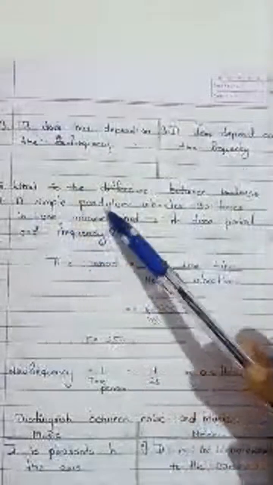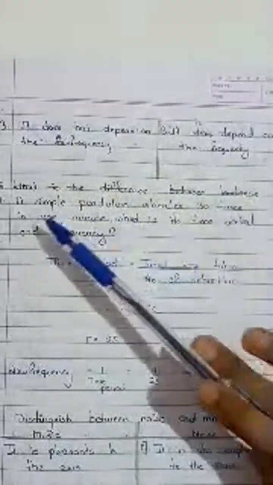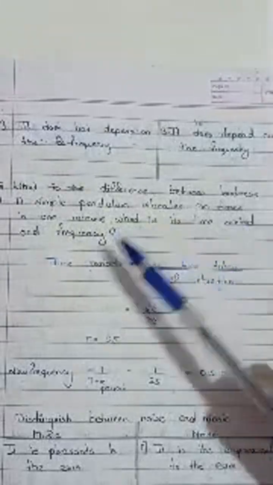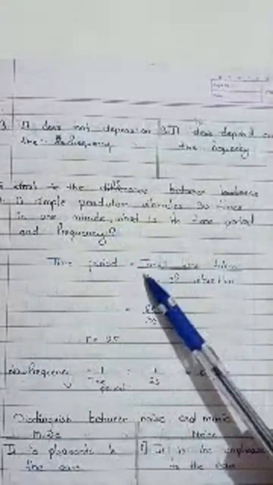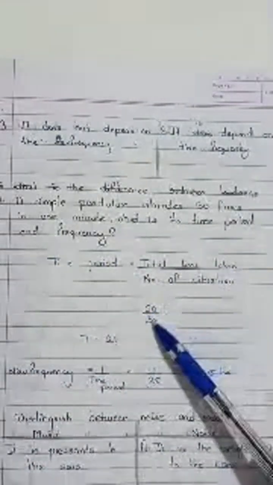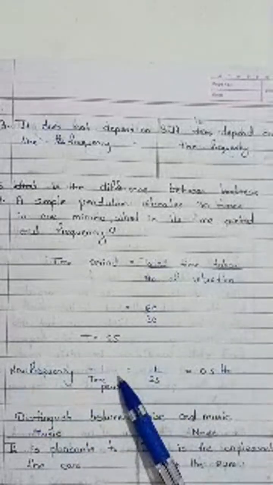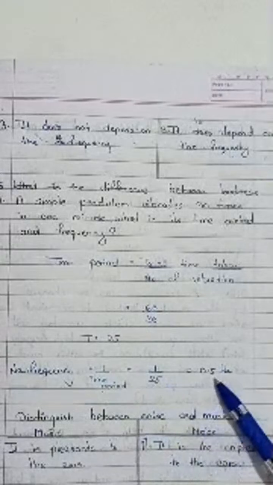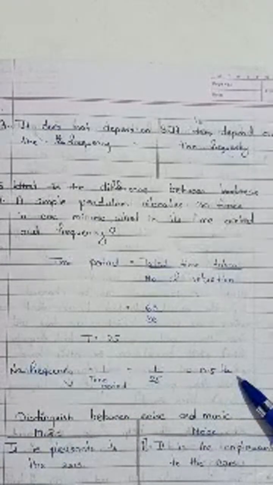Seventh, a simple pendulum vibrates 30 times in 1 minute. What is its time period and frequency? Time period is equal to total time taken upon number of vibrations, which is 60 upon 30. Time is equal to 2 seconds. Now frequency is equal to 1 upon time period, which is 1 upon 2, equal to 0.5 hertz.